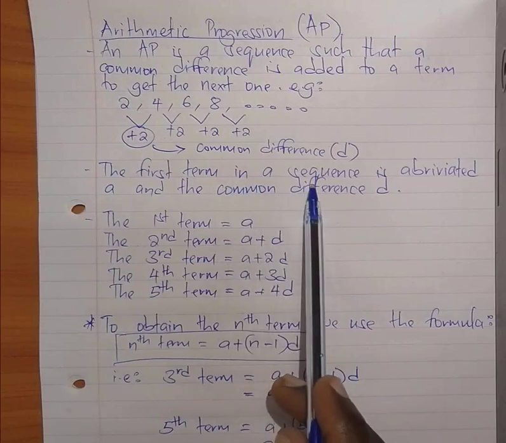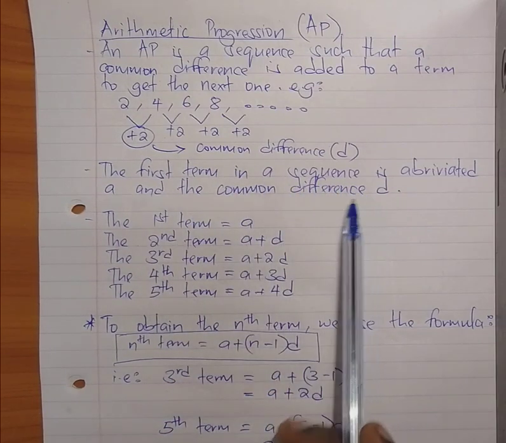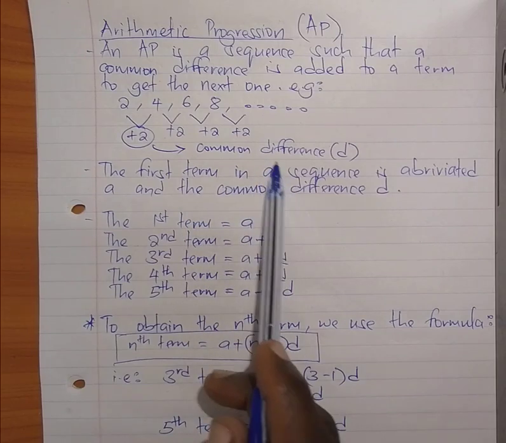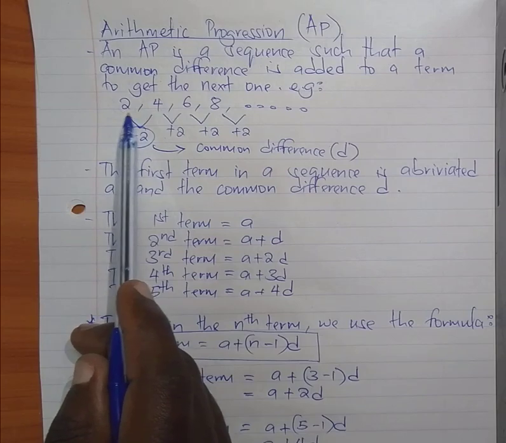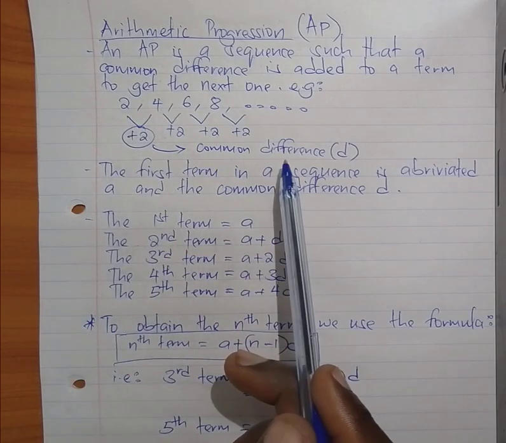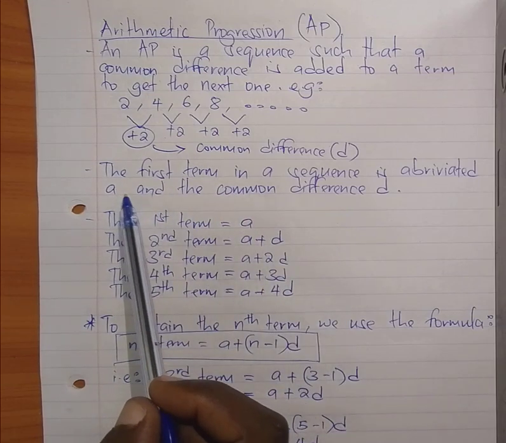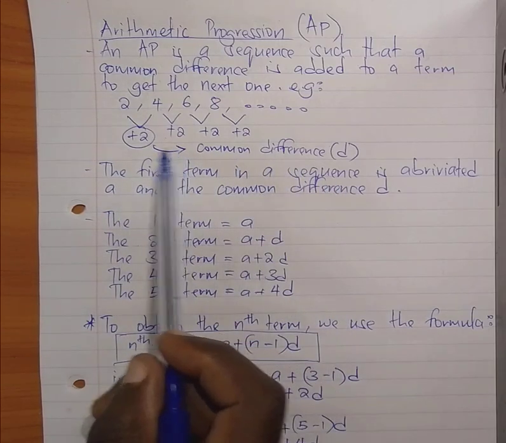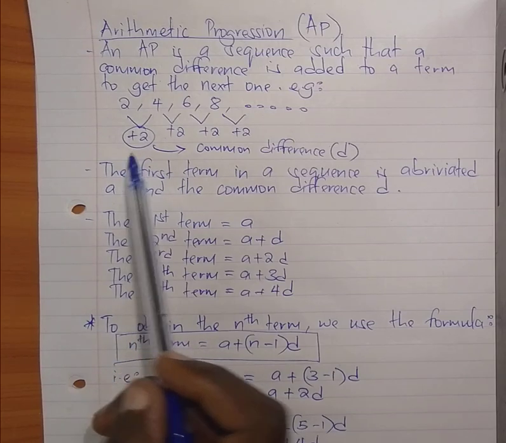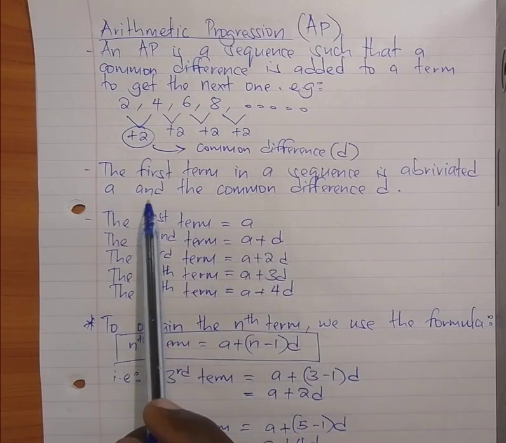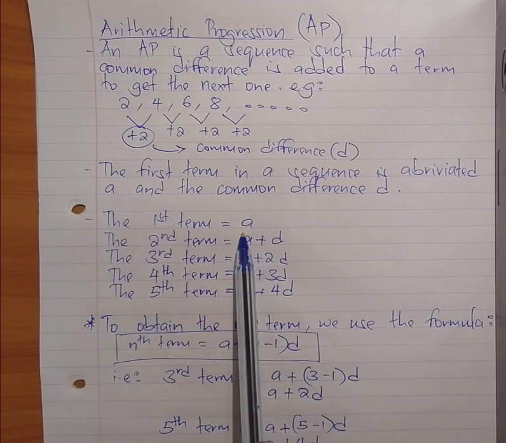So the first term in a sequence is abbreviated A, and the common difference is D. This means that the first term that we have in a sequence, here we have 2 as our first term. We abbreviate it as A, and the common difference we abbreviate as D. So our A represents the first term and our D represents the common difference.